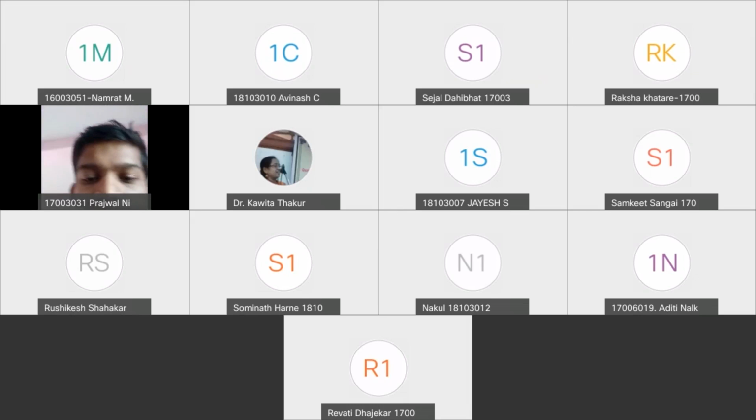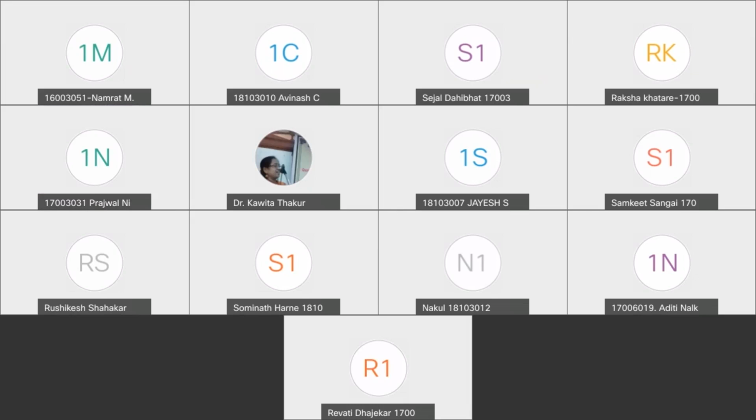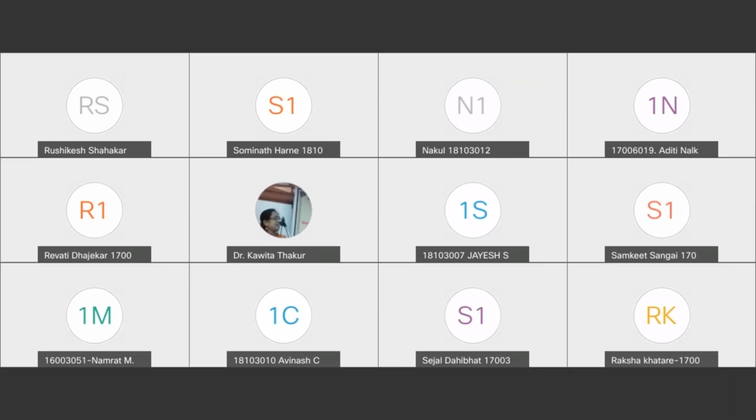Now, next one is Namrata Dehankar. Yes, Namrata. ID 16003051. Yes, Namrata, am I audible to you? Next one, Aditi. Yes, sir. Okay. Start your presentation. You have 2 minutes only. Okay.